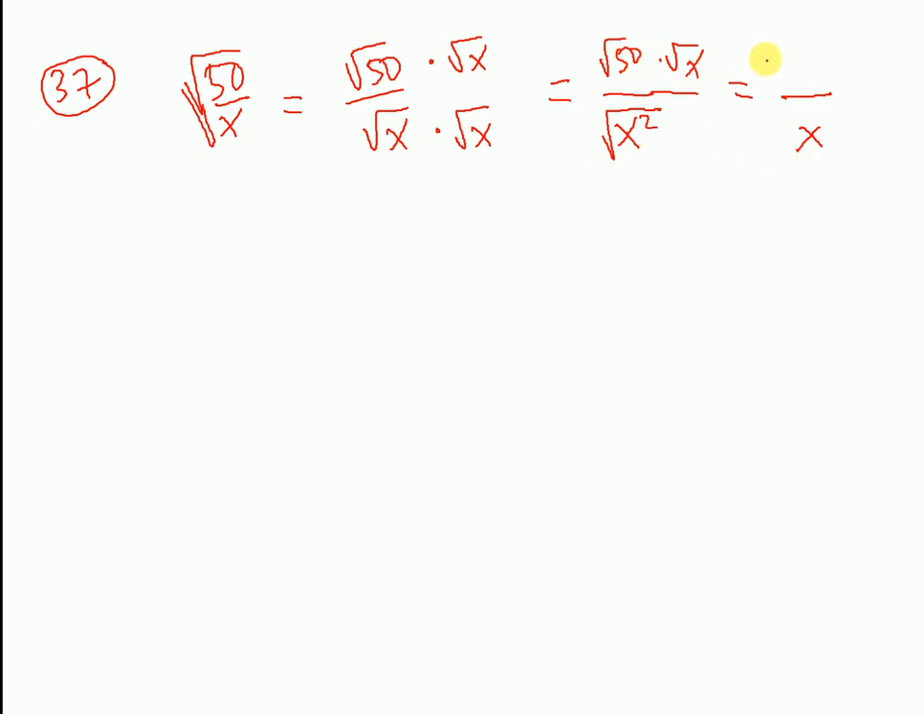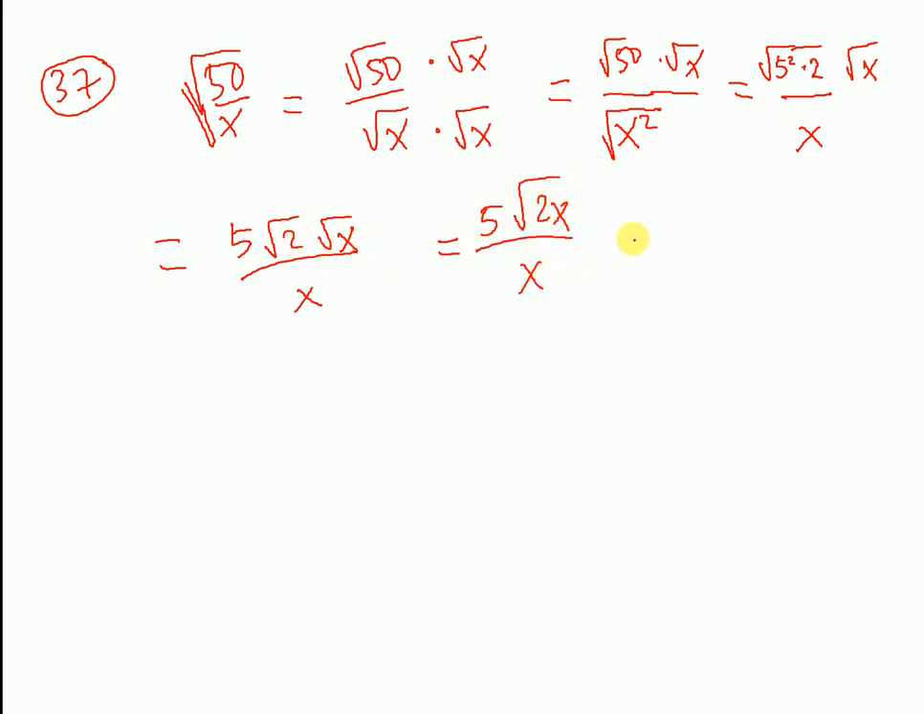Now 50, I can rewrite as what? I can rewrite this as 5 squared times 2. 5 squared is 25. 25 times 2 is 50, in radical x, and this gives me what? 5 squared, bring to the outside, I have 5 radical 2, and then x over x, and the two radicals I can combine together. 2 times x is 2x over x, or D.